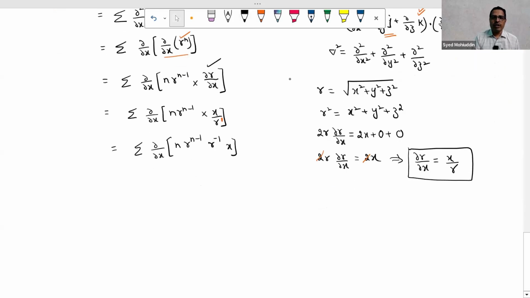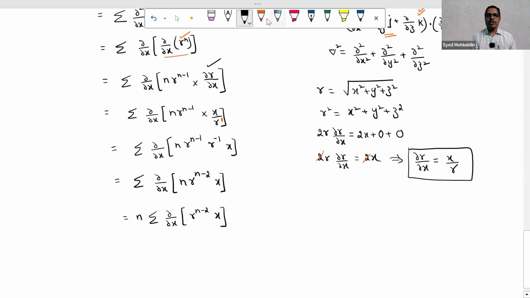Further, let us try to simplify this one. It is summation of ∂/∂x of n. When the bases are the same, powers can be added. So it becomes r to the power of n minus 1 minus 1. So n minus 1 minus 1 will become minus 2, times of what? Times of x. Now since n is a constant, I'll take that n outside and apply this partial derivative for r^(n-2) into x.